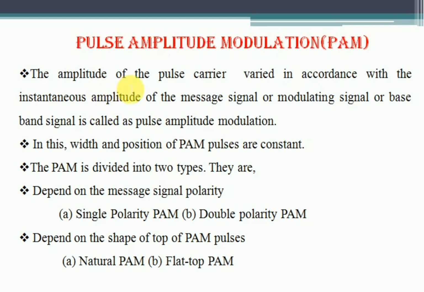Now let's see what is pulse amplitude modulation. It is defined as the amplitude of a carrier pulse is varied in accordance with the instantaneous amplitude of a message signal or a modulating signal or baseband signal is called as pulse amplitude modulation. In this, the message information will be carried in the varying pulses of a PAM signal. So here the width and position of the PAM pulses are constant, and the PAM is divided into two types. They depend on the message signal polarity.